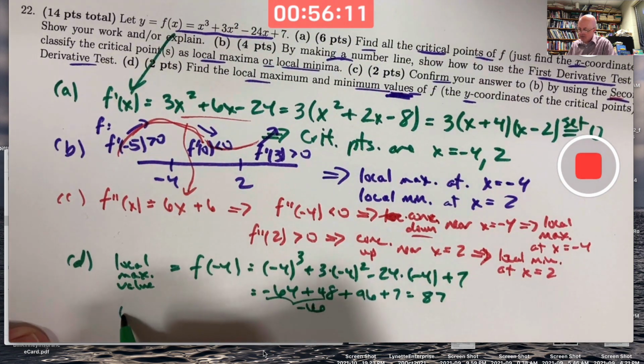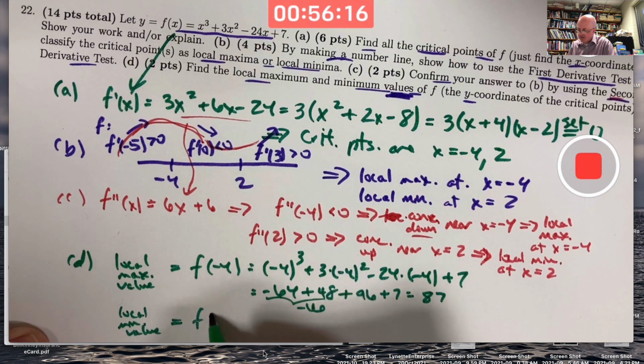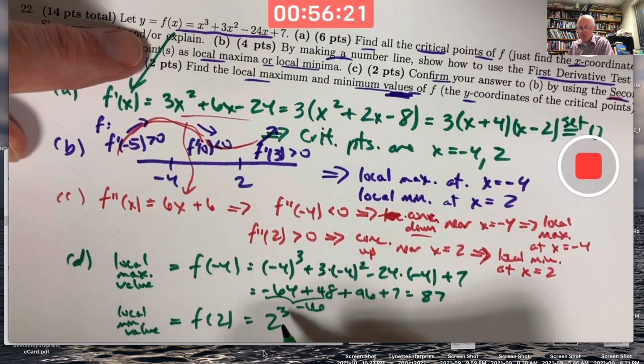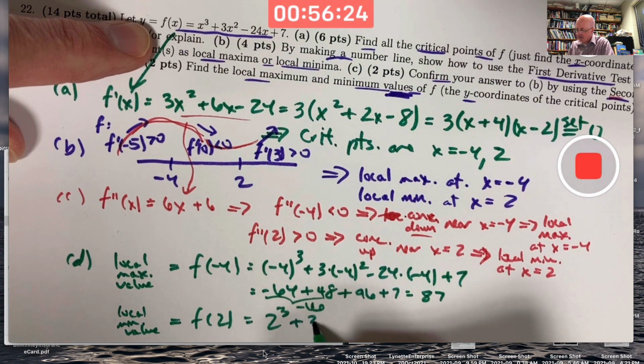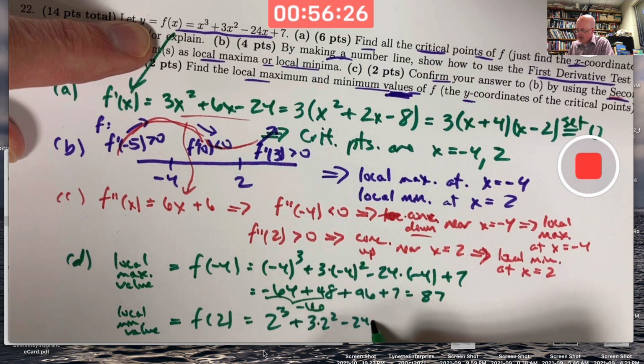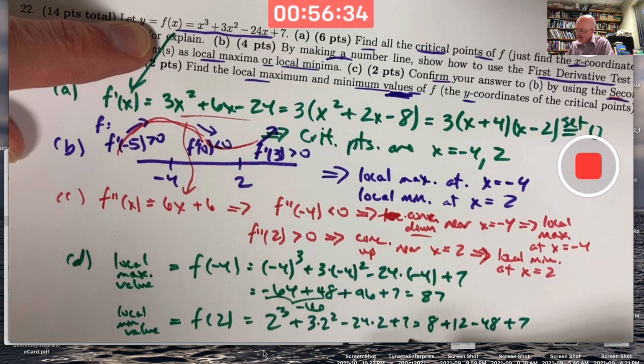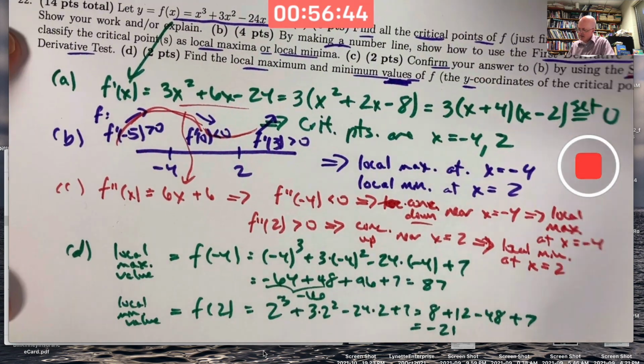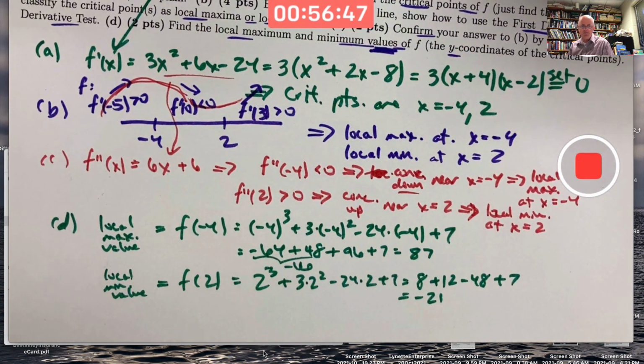The local min value is the value of the function at 2. That'll be 2 cubed plus 3 times 2 squared minus 24 times 2 plus 7. That'll be 8 plus 12 minus 48 plus 7. That's 20 minus 48 is -28 plus 7 is -21. I hope I didn't make a mistake there. I think that's right.